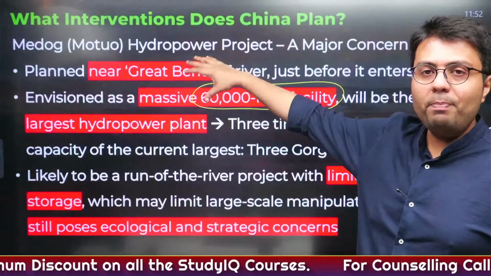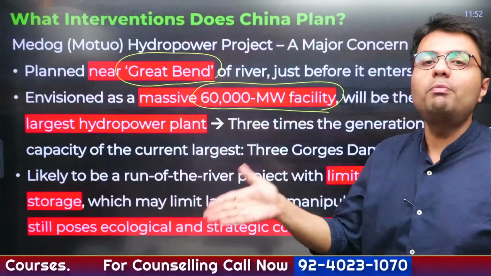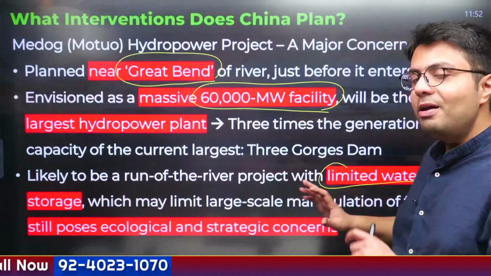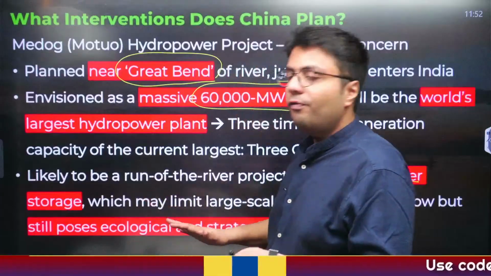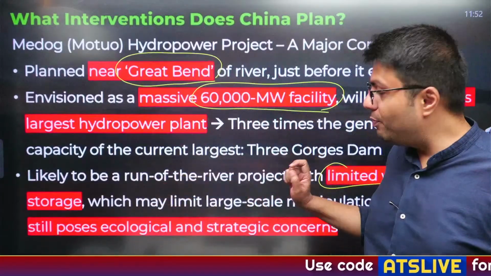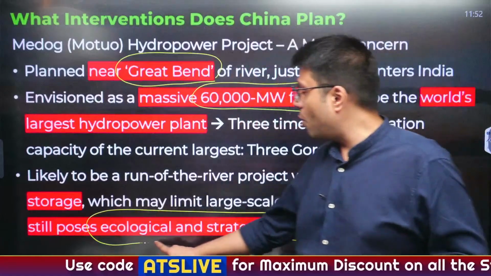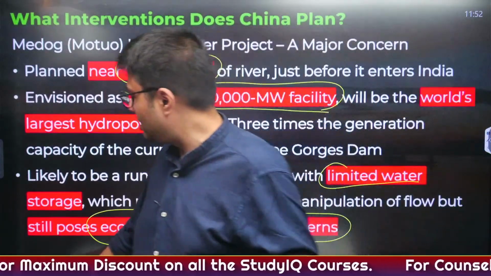Now, this has been planned near the Great Bend region of the river, where it makes a U-turn before entering into India. And although the Chinese have claimed it has limited water storage capacity, with China we can't trust. So therefore, this hydropower project will have a large-scale impact on the region's ecology, and it also creates certain strategic concerns for India. What are these concerns? We'll understand this.